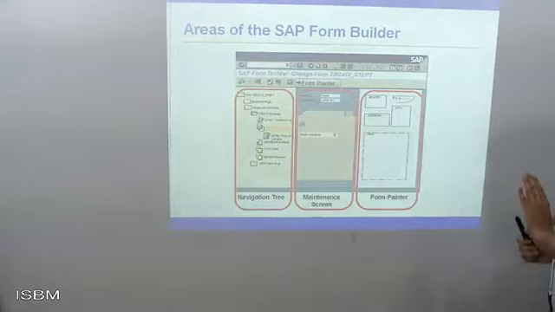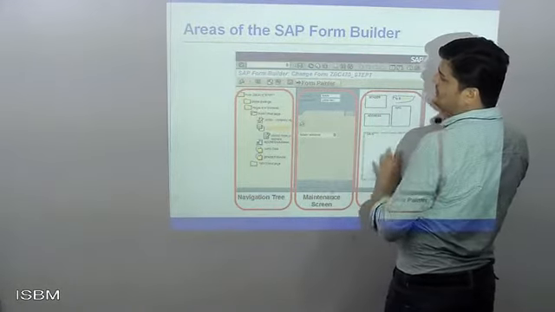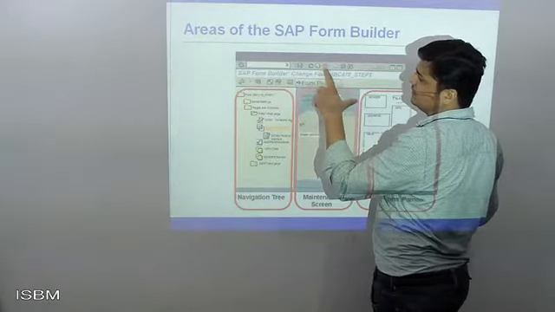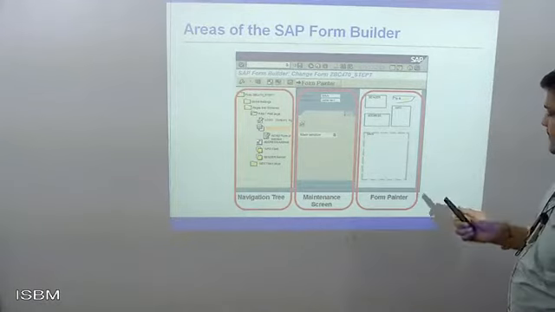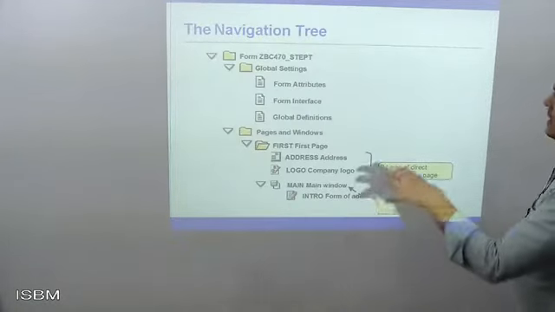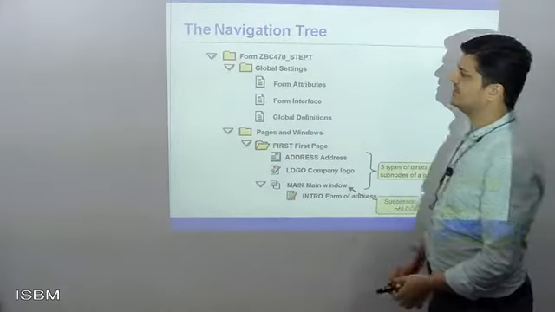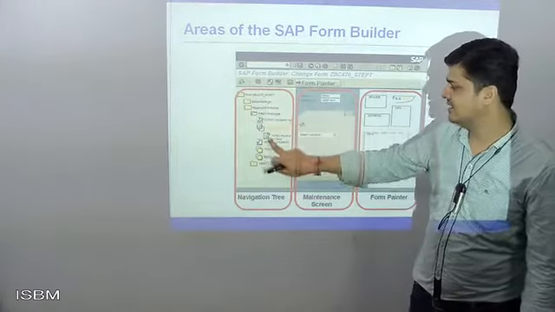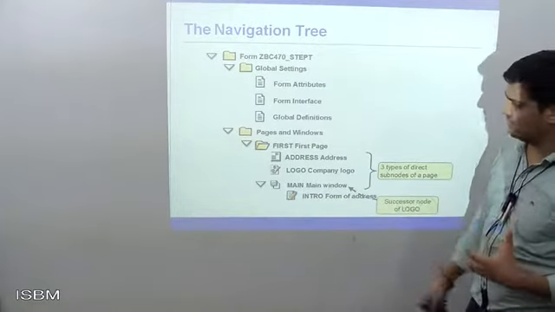So this is the part of the form builder. You can see this is the form of the form builder. Again there is a save button, back button, exit button, and a close button. So you can see that this is the form. See, again you can see the navigation tree. Initially we saw the navigation tree here, and now we give you more enhancement of the navigation tree.